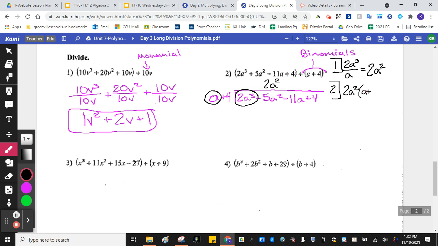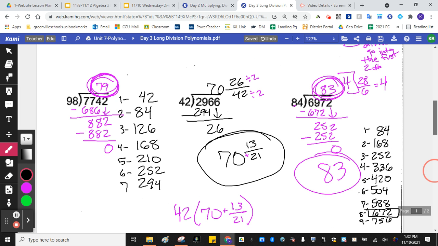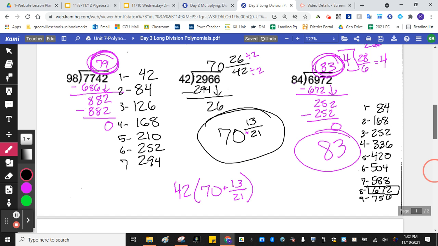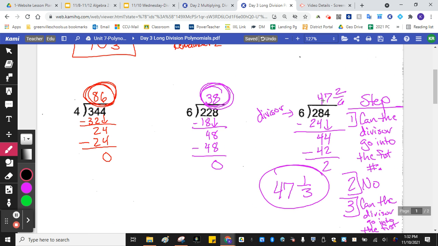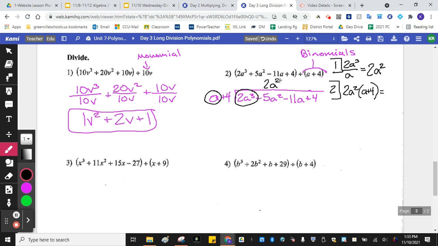Oh, we just divided it, so why are we multiplying it? Why do you multiply it? In long division, when do we multiply? Let's do an easier one. 4 times 6 is 24. That's when we multiply. So that's what we're doing here: 2a squared times a plus 4, the whole thing.